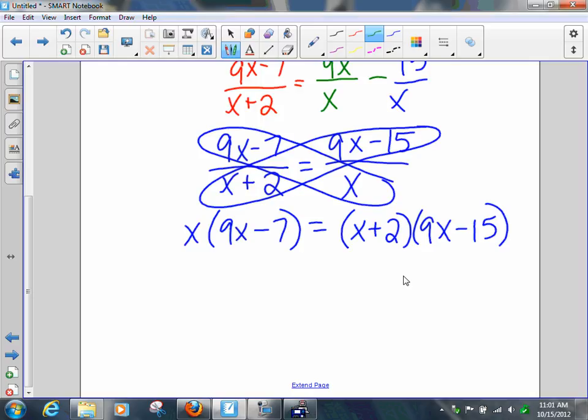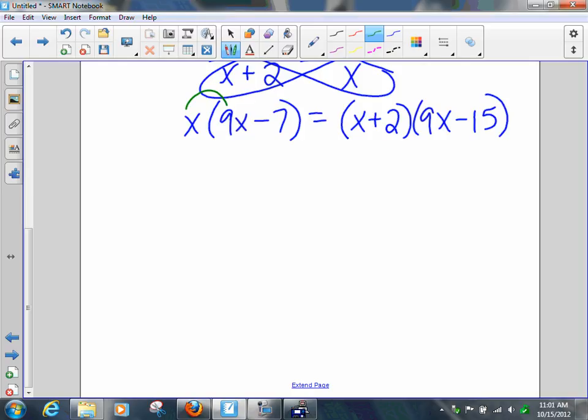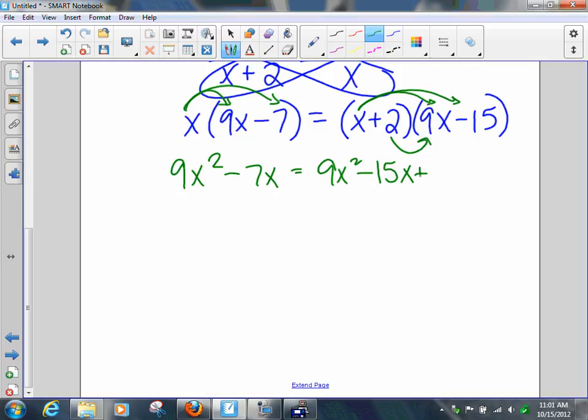Hey, can you solve this? You better be able to. What are we going to do? Distribute on the left. 9x squared minus 7x. Do you guys agree with that? What am I going to do on the right? FOIL it out. X times 9x is 9x squared. X times negative 15 is negative 15x. 2 times 9x is 18x. 2 times negative 15 is negative 30.